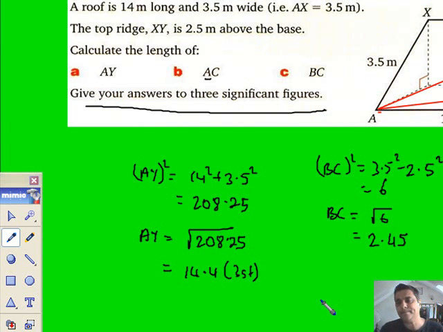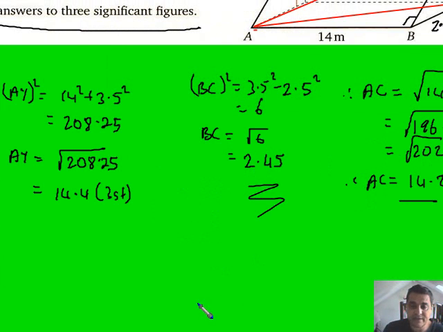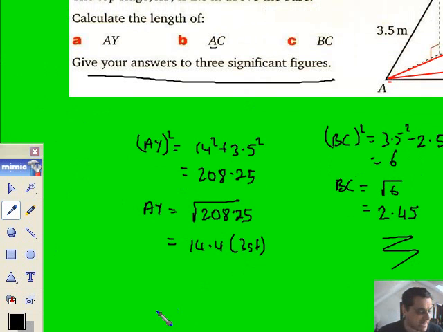Isn't this silly? They asked me to work out BC. I needed BC to work out AC. Terrible. Anyway, there's BC. I've done it to 3 significant figures, and that's my AC and that's my AY. That was backwards, but never mind. It's all there and it's done.